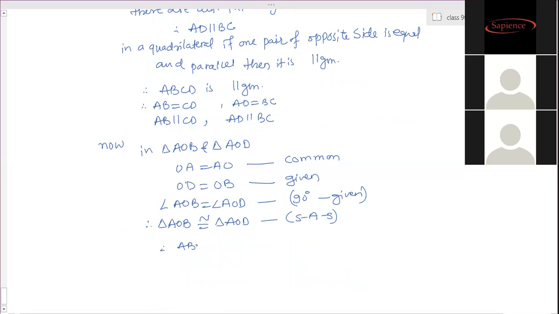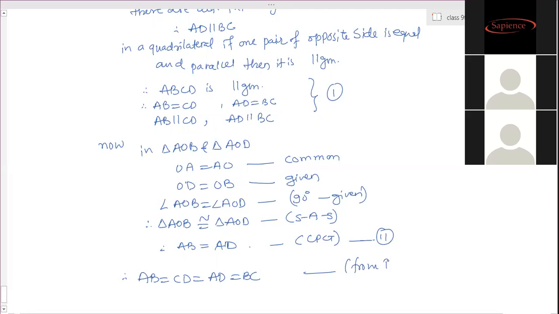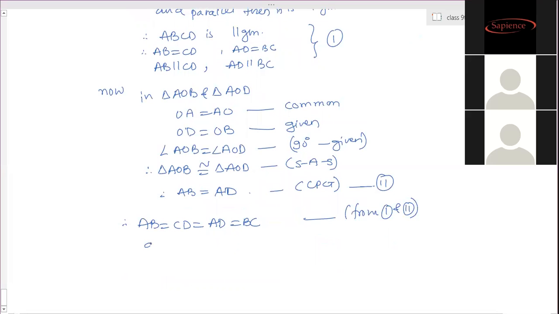So therefore, AB is equal to AD, CPCT. Therefore, all four sides are equal. AB is equal to CD is equal to AD is equal to BC. Consider this as 1 and this is 2. Therefore from 1 and 2, all sides equal.